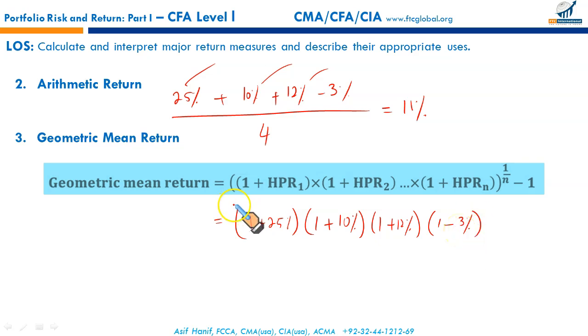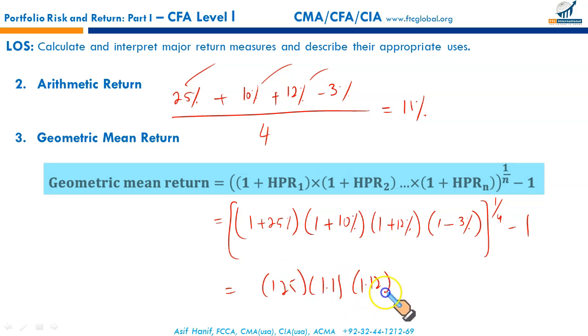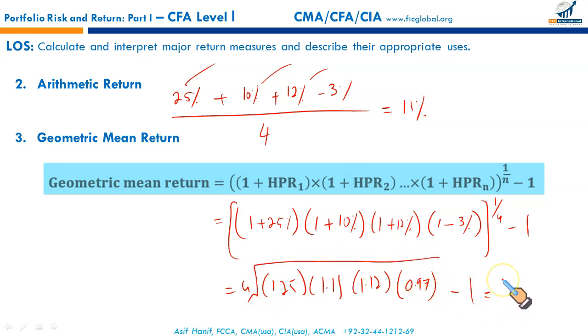Since there are 4 returns, so we're going to take the fourth root, that is here 1 upon 4 minus 1. So you can just simplify it: 1.25, 1.1, 1.12, and 0.97. Fourth root subtracted from 1 should give you the geometric mean return of 10.6%. So it will give you a return compounded over multiple periods. In this example, 4 periods, 4 holding periods.